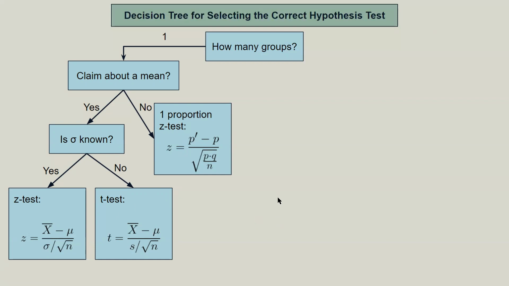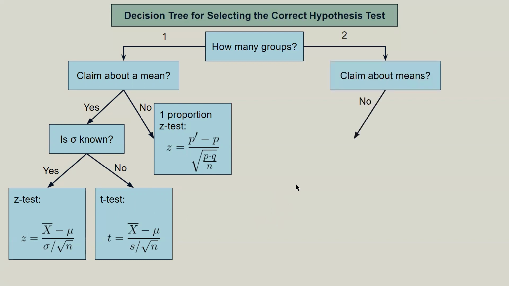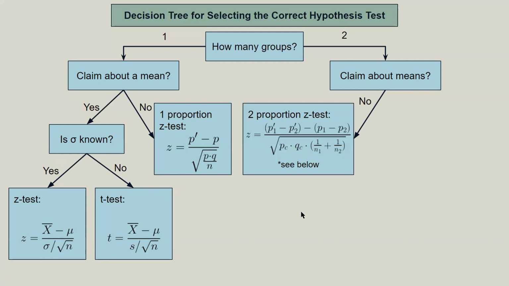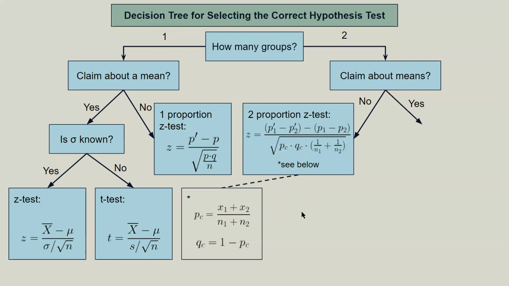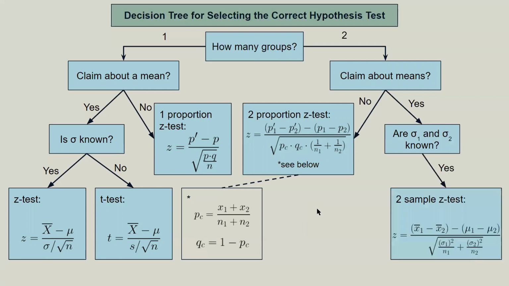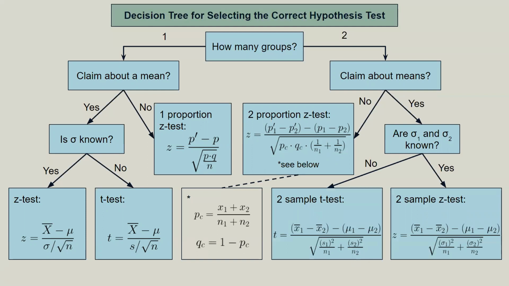If we are comparing two groups, we're going to go through a similar decision tree. So the first thing we're going to ask ourselves is, is this a claim about a mean? If not, we're in the realm of proportions. We're doing a two proportion z-test. If it is a claim about a mean, do we know the standard deviations for the population? If the answer is yes, it's a z-test. If the answer is no, it's a t-test.